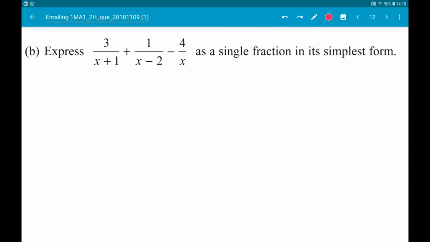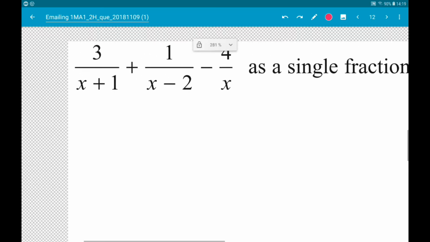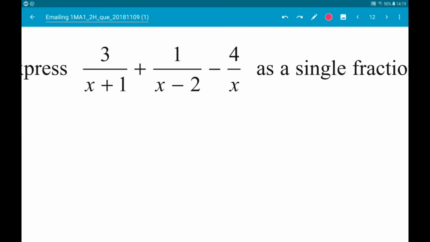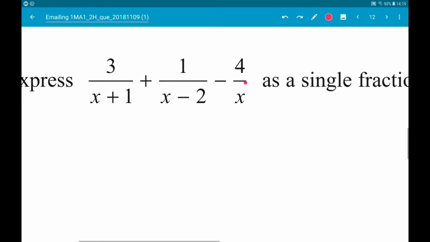Okay, then for part B, we want to express 3 over x add 1 over x minus 2 minus 4 over x as a single fraction in its simplest form. So, classic maths, we don't want to do this all in one go. Let's first of all combine the first two. So the way to do this, I mean there are a few ways. Personally, I would use cross multiplication, but that might be a little bit scary. So go for common denominators.